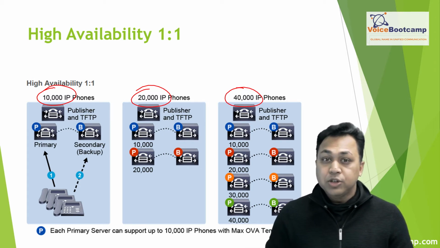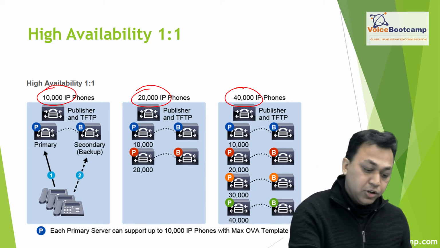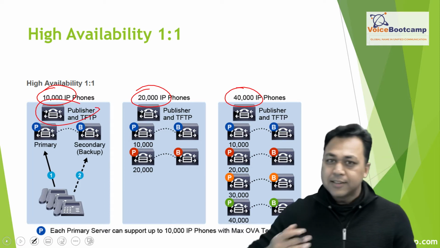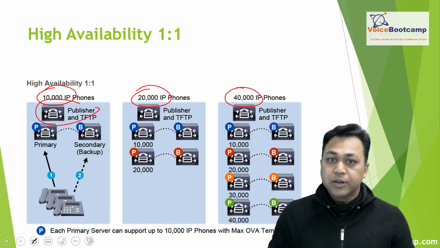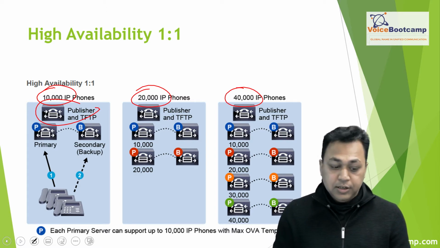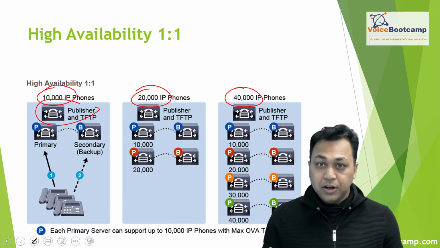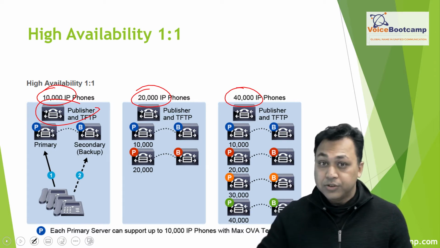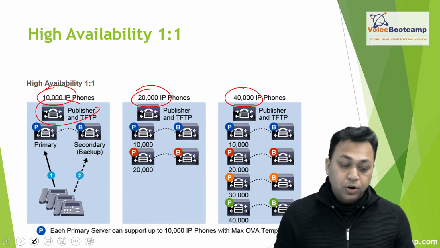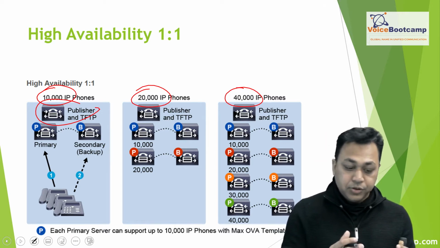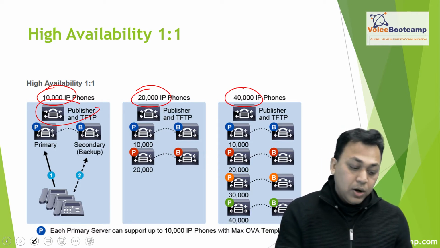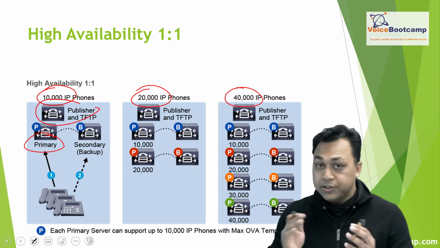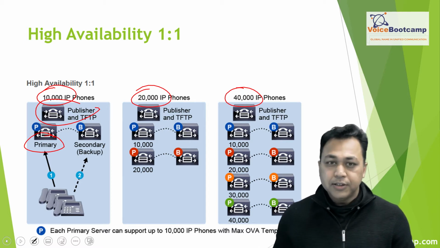Now we will see the publisher and TFTP at the top in this scenario being in one server, just for simplicity purposes. The reason, of course, is that in this scenario we kept them dedicated because the threshold of 250 phones has been reached. So therefore, we are going to dedicate the publisher and TFTP server on a dedicated server. Then we're going to have one publisher primary, also one subscriber as a primary call processing server.